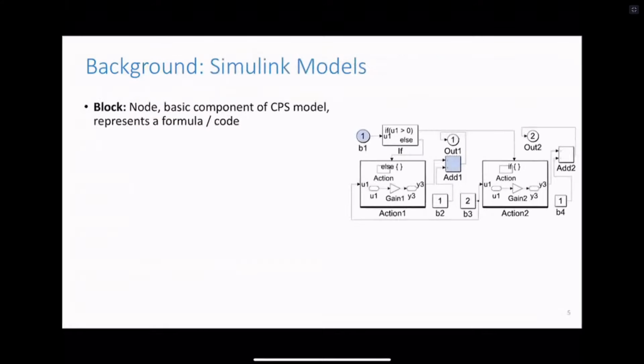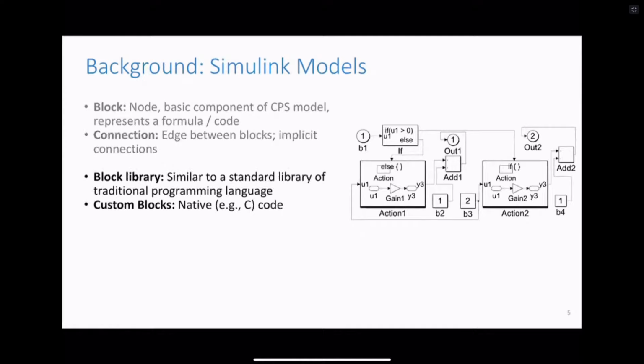Now, quick background on Simulink models. So models are comprised of blocks. For example, here, this add one block takes two inputs and just sums them up. Next, to establish the connection between blocks, we can have directed connections as shown in this figure. Now we can drag and drop these blocks from standard libraries provided by the compiler toolchain, or we can also design our own custom behavior using native code like C.